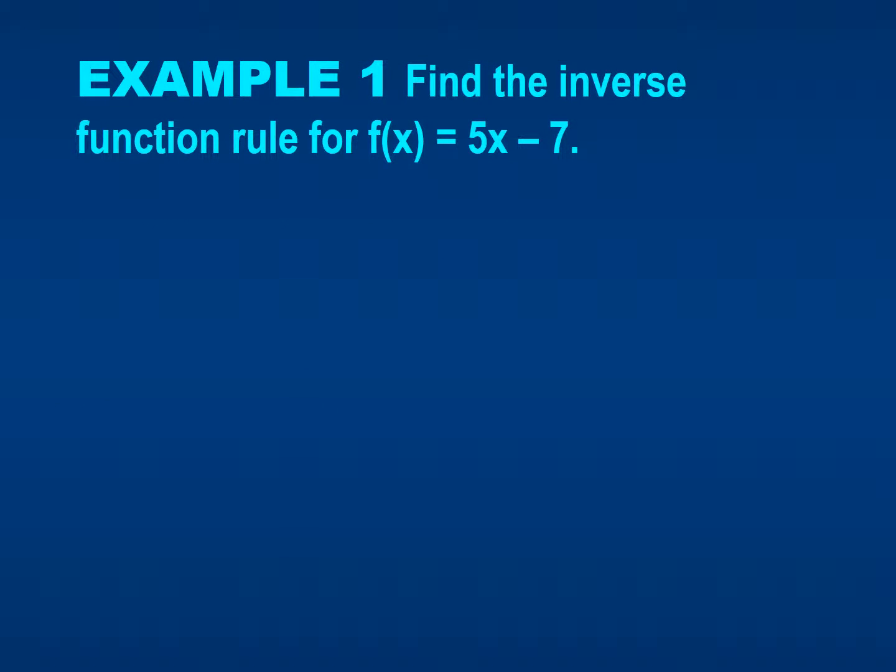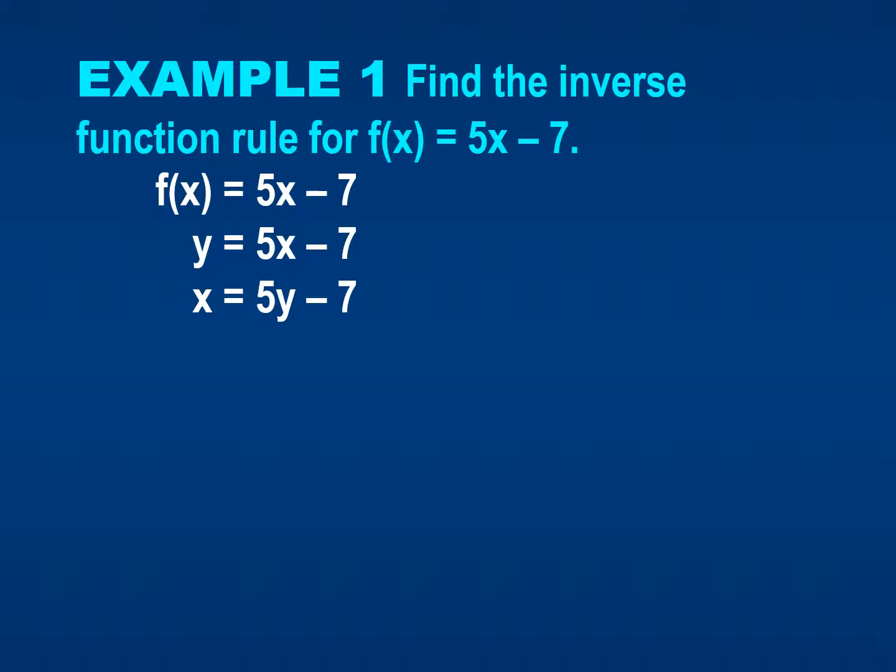So let's do an example. We want to find the inverse of f of x equals 5x minus 7. First, we're going to replace the f of x with y. Once we've done that, we're going to interchange x and y. So instead of saying y, we're going to say x. Instead of saying x, we're going to say y. Now that we've done that, we want to solve for y. I'm going to add 7 to both sides, and then I'll divide both sides by 5.